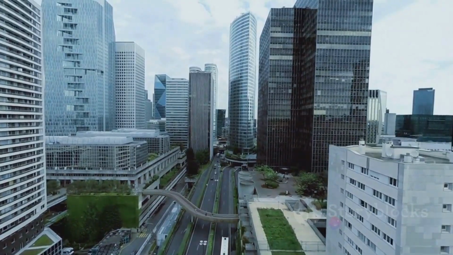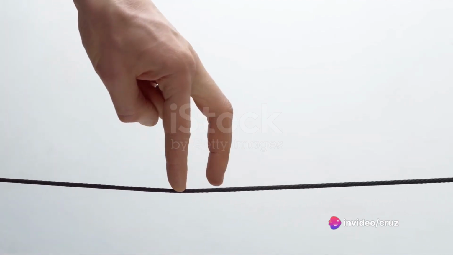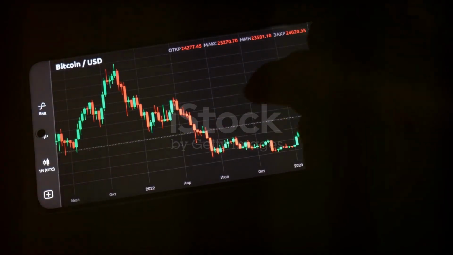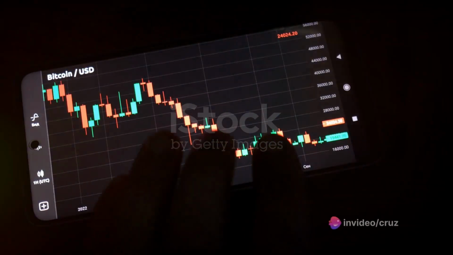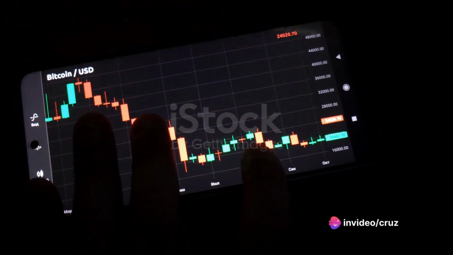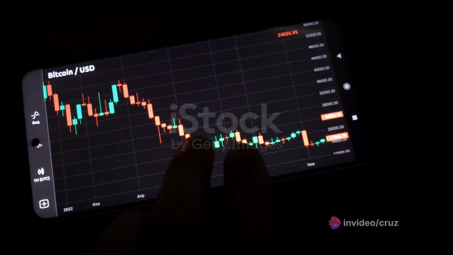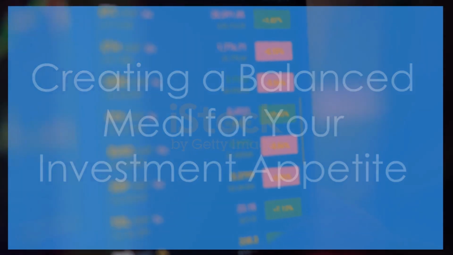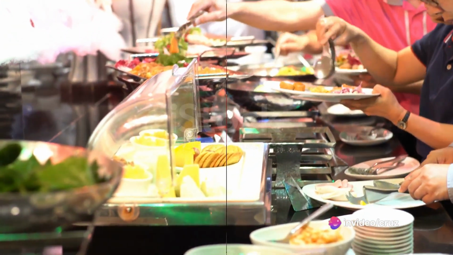Understanding your own risk tolerance is crucial when diversifying. If you're averse to risk, you might want to fill your plate with more bonds and less stocks. If you're open to risk for the potential of higher returns, you might opt for more stocks or even a taste of the exotic cryptocurrencies. Remember, diversification is not just about spreading your investments, but doing so in a way that aligns with your financial goals. It's about creating a balanced meal that suits your financial appetite. So go ahead, fill your plate wisely, and enjoy the flavors of your investment buffet.